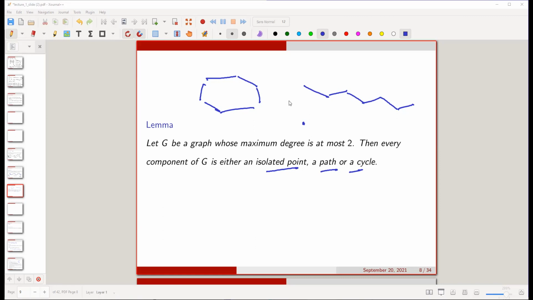Okay. So if you have any questions, you can stop me at any time and ask me. So from here we know that if G is a graph whose maximum degree is 2, then each component of that graph is either an isolated vertex or a path or a cycle.